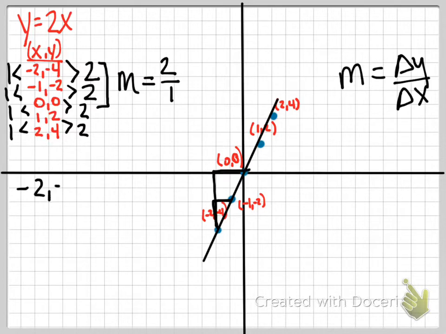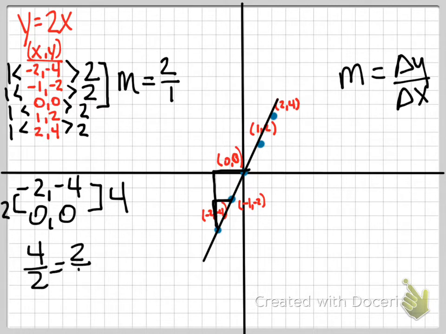So you can see here that between any 2 points, it doesn't have to be the first and second one. I can go for the first and third one, which is negative 2, negative 4 to 0, 0. Well, from negative 4 to 0 is 4, and from negative 2 to 0 is 2. So 4 over 2, which again will reduce to 2 over 1. You have the same slope.